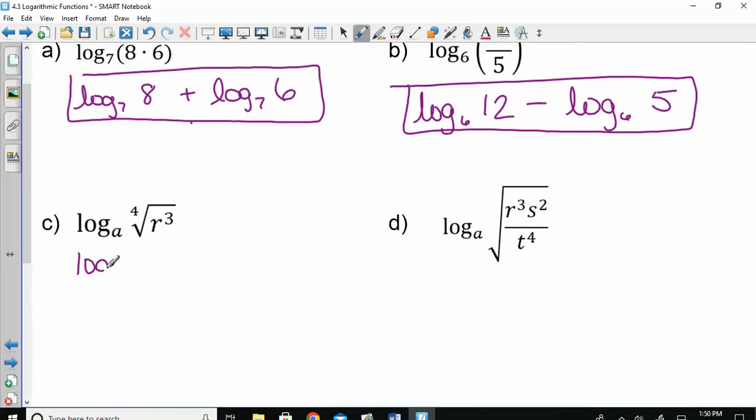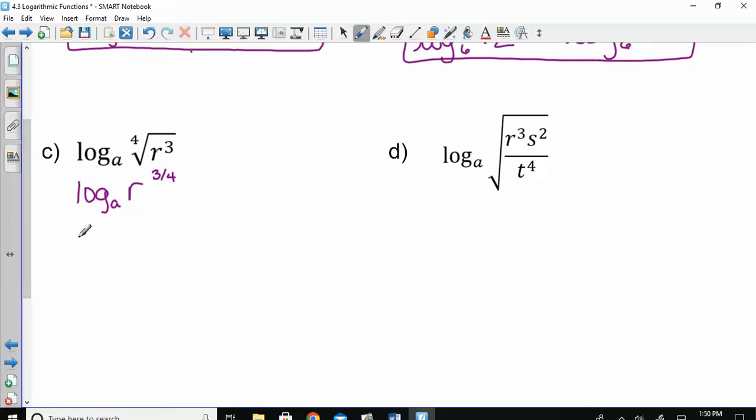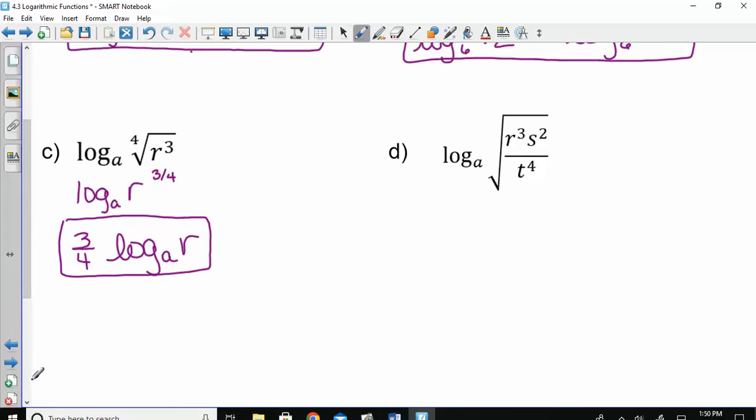First of all, the 4th root of r cubed, how could I write that? The 3/4 power. So then the 3/4 comes down, log base a of r. And D.